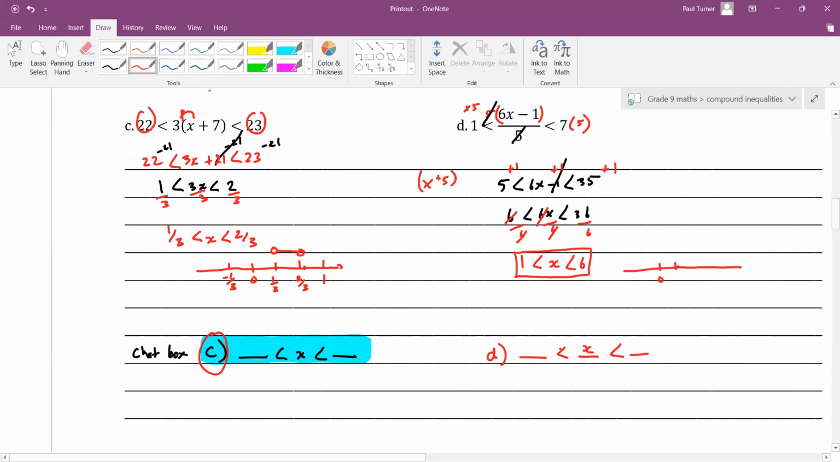So 0, 1, 2, 3, 4, 5, 6. And x. And we call that an open interval. That's another word you can learn, open. It's an open interval because it's not including the endpoints, that's all. This is your interval here. That's just another word you can learn. Okay, so just get that down quick, that one.